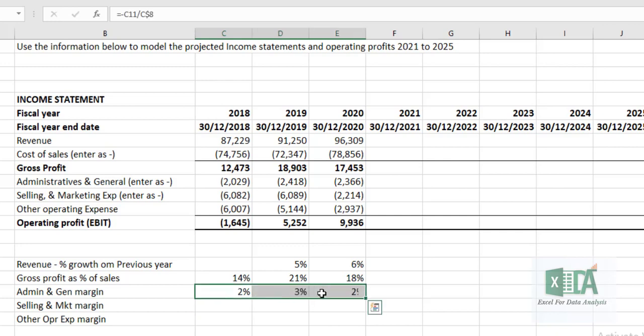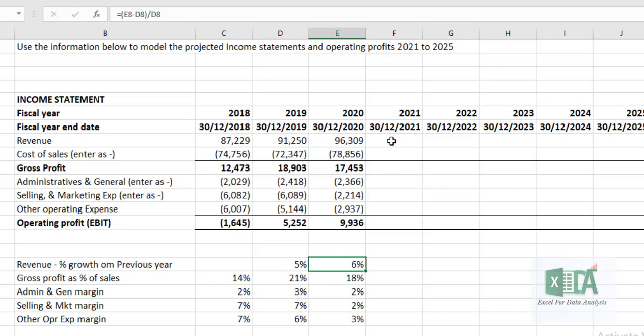Control R and copy down, Control D. So you see that instead of typing the formula every time, we just use a single formula to arrive at what we want. Now we already have what we want. Now let's project for the coming years.